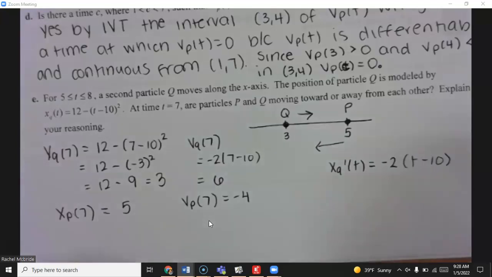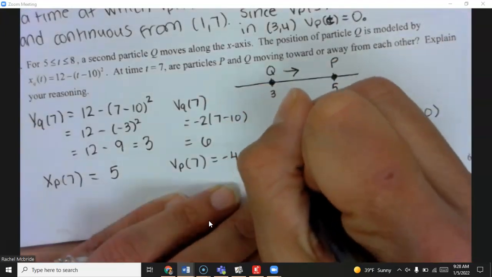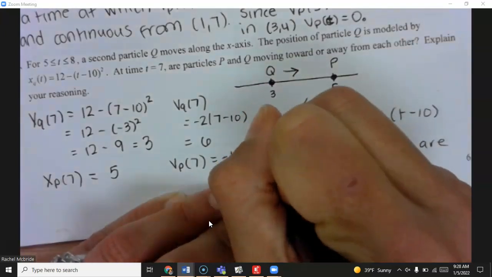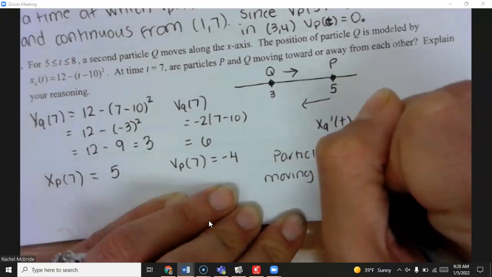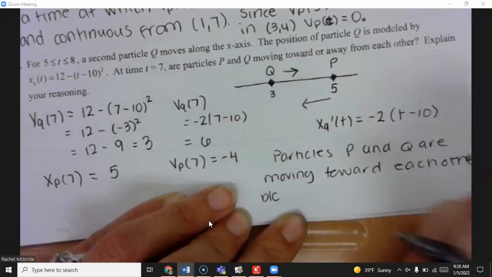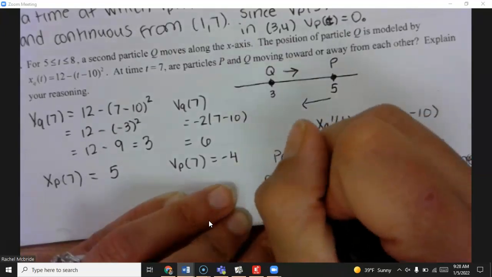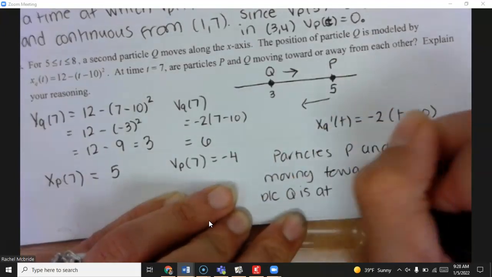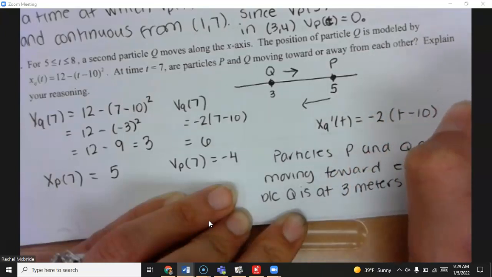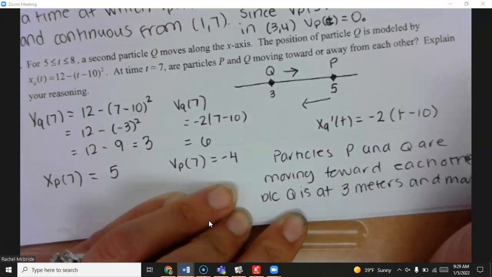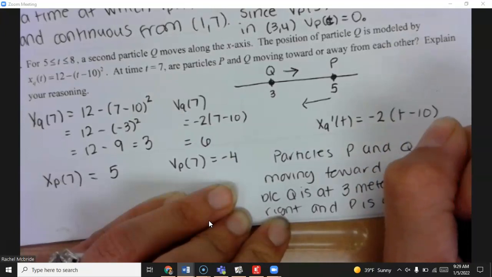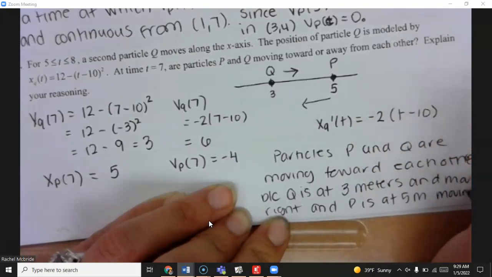It says explain your reasoning. So we would say particles P and Q are moving toward each other because Q is at 3 meters and moving right, and P is at 5 meters moving left.